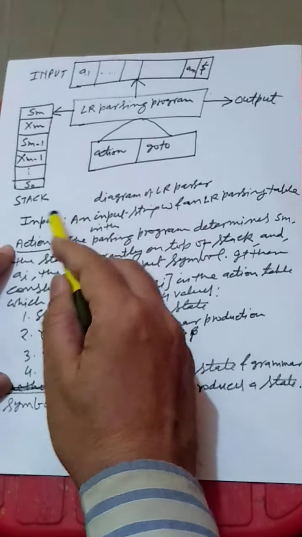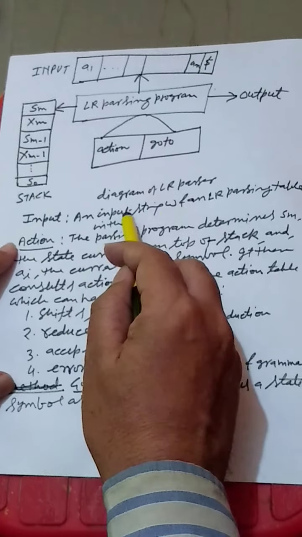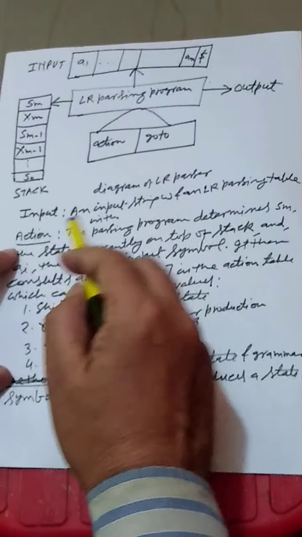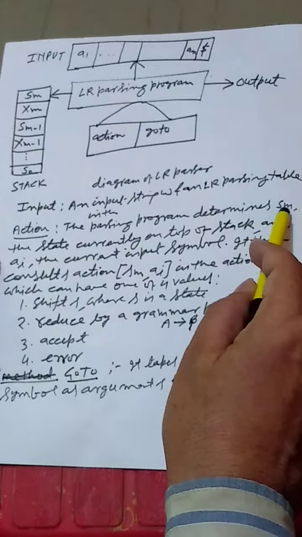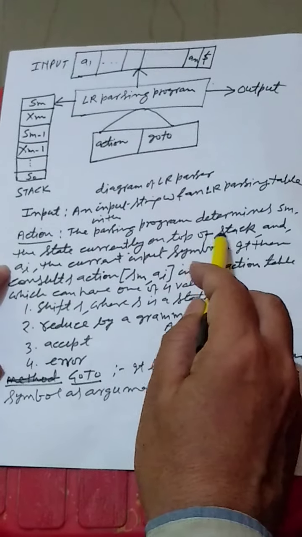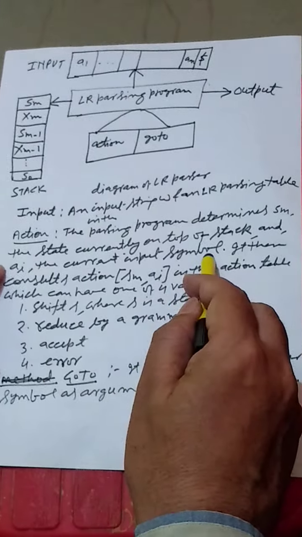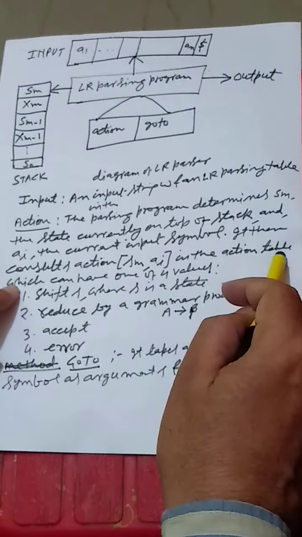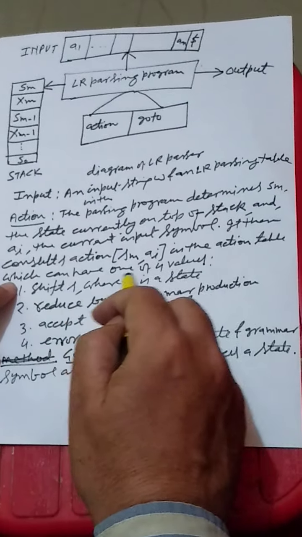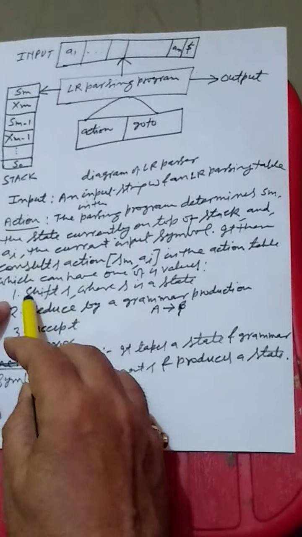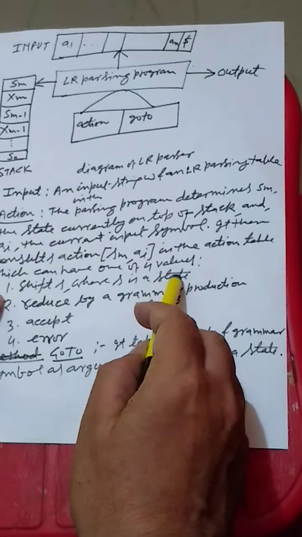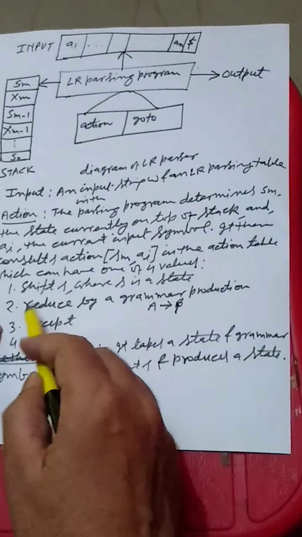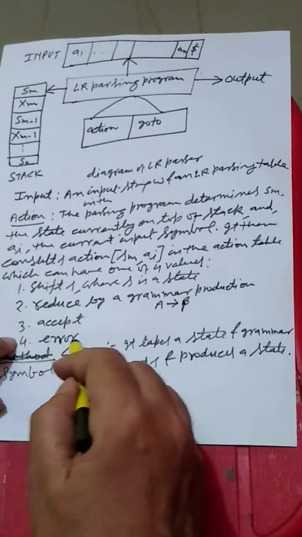The algorithm of the LR parser: the input is an input string w and an LR parsing table with action and goto. The parsing program determines Sm, the state currently on top of the stack, and ai, the current input symbol. It then consults action[Sm, ai] in the action table, which can have one of four values. First, shift S, where S is a state. Second, reduce by a grammar production A produces beta. Third is accept, and fourth is error.